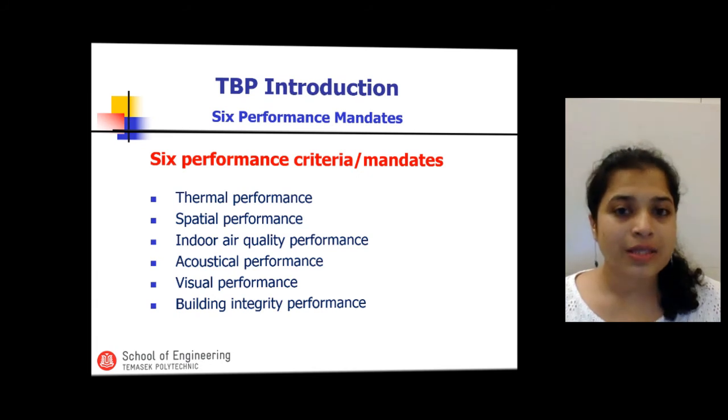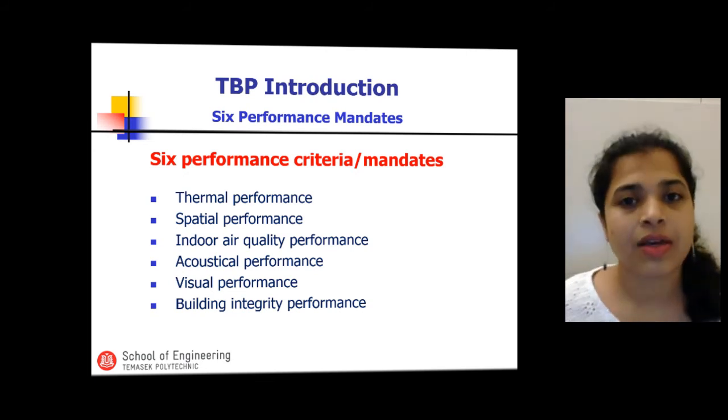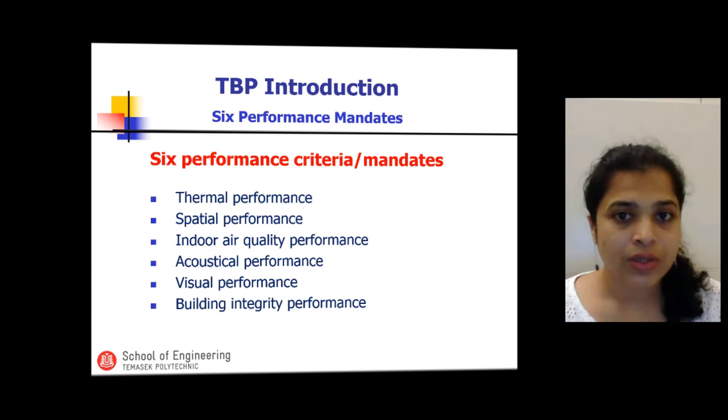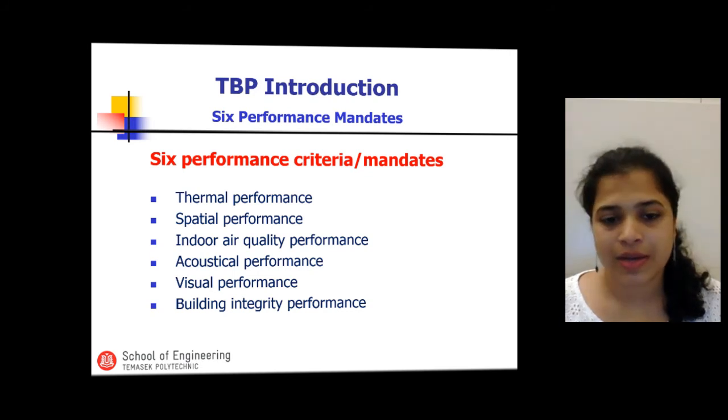Okay. The next performance criteria is visual performance. If in the learning spaces the lighting quality is not good, it affects your learning, right? If in a museum the lighting quality is not good, you would not be able to appreciate the exhibits, right? So visual performance becomes a very important criteria which affects a good building design.